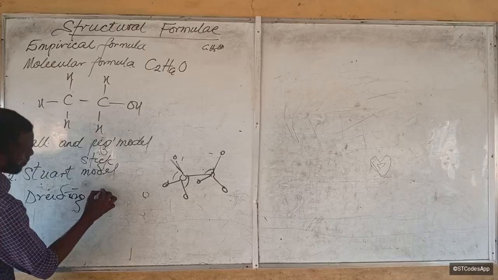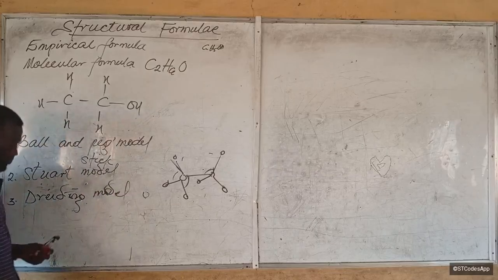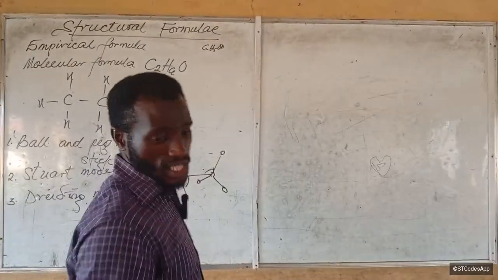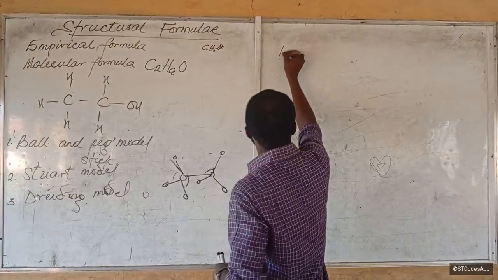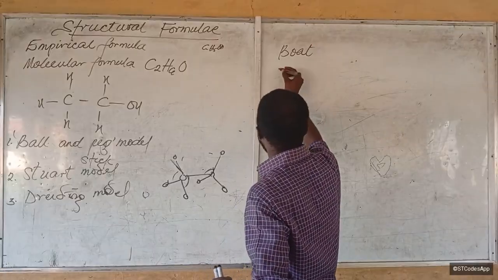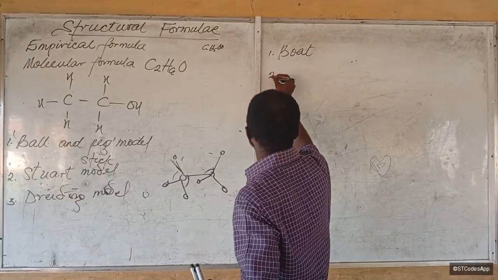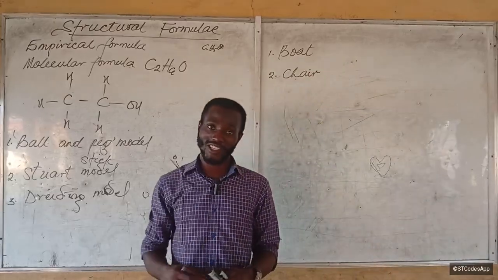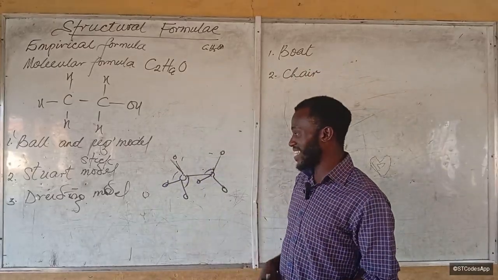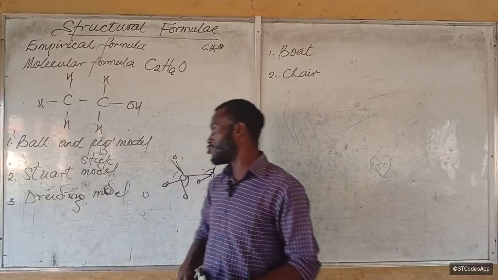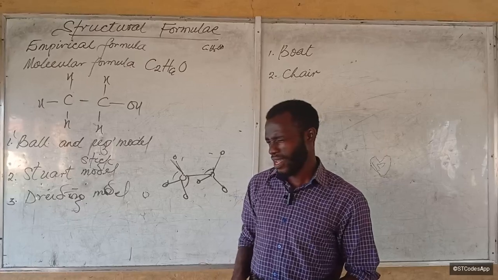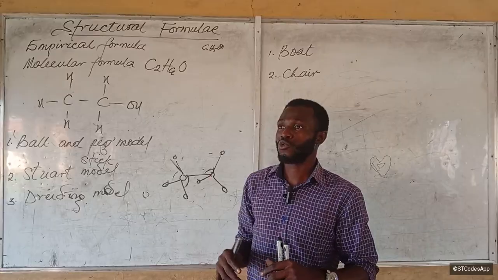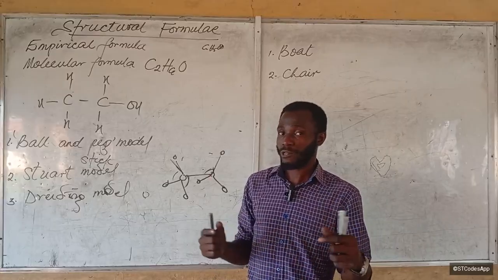The Dreiding model. Now the Dreiding model is of two types. It uses what we call the boat conformation and the chair conformation. You're going to draw a boat or you're going to draw a chair. The thing is that we use this Dreiding model for molecules that are large and we want to examine their stereochemistry.